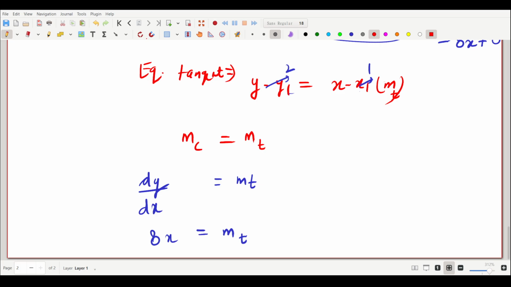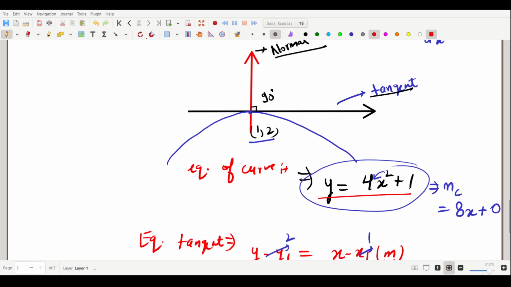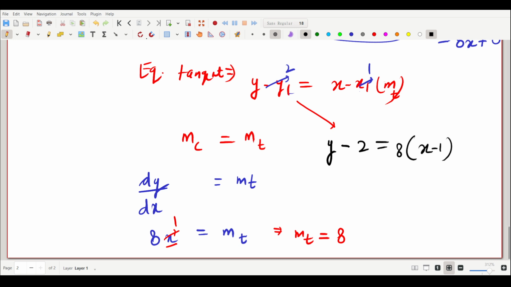Okay, we need a number to put here. We don't know the value of x. Yes, we do know the value of x. To check it out, in the given equation, the point of contact was given 1 comma 2 and x value is exactly 1. We'll put 1 here, and hence the slope of tangent is now 8. And you got the equation of the tangent. Equation of tangent now is y minus 2 equals 8 times of x minus 1. This is the equation of tangent.